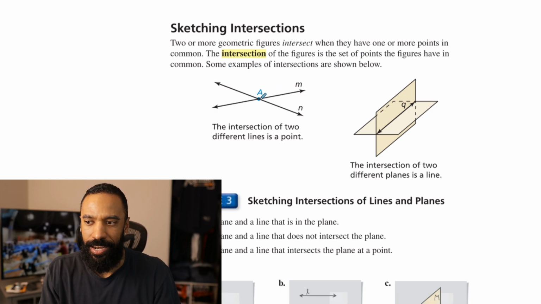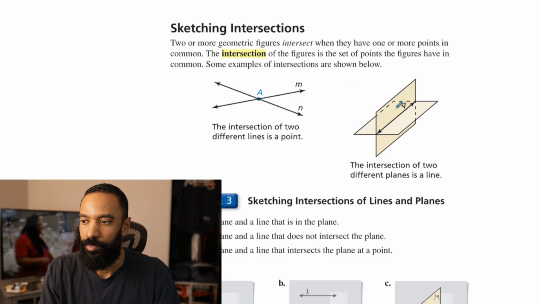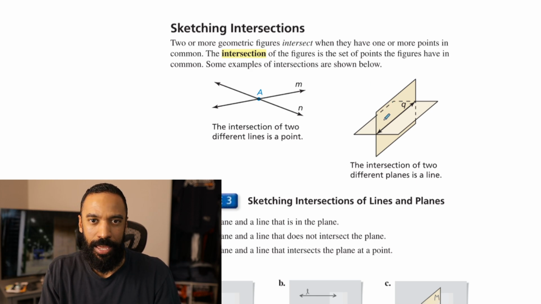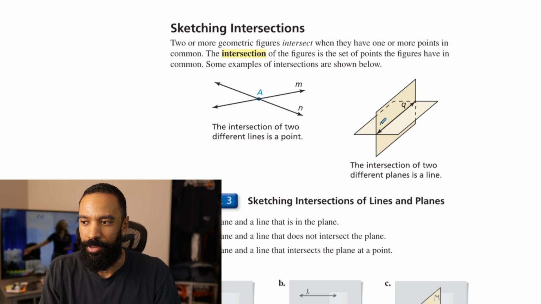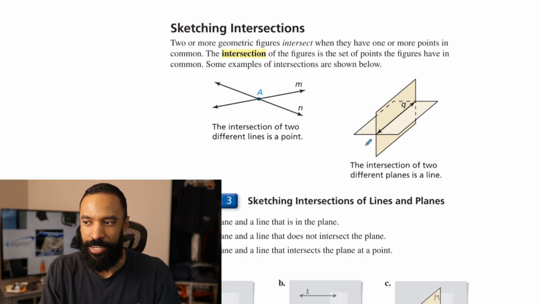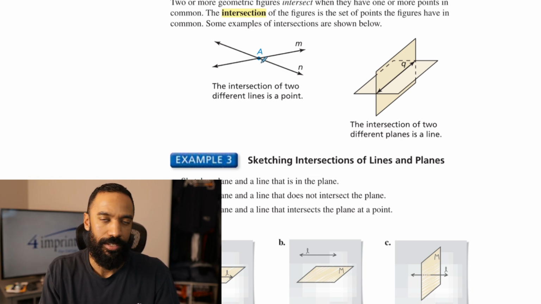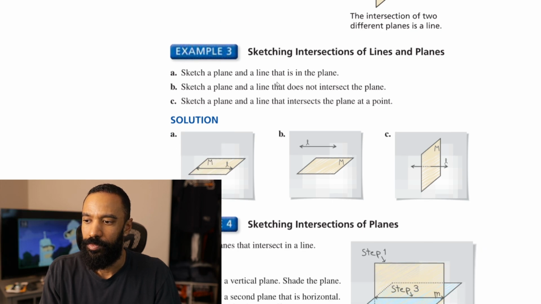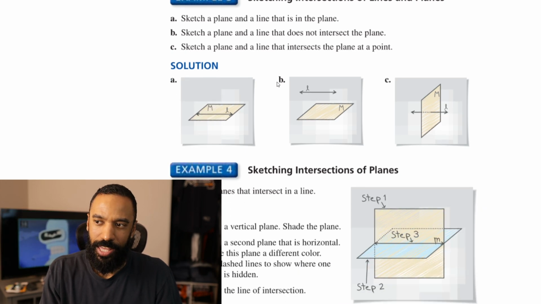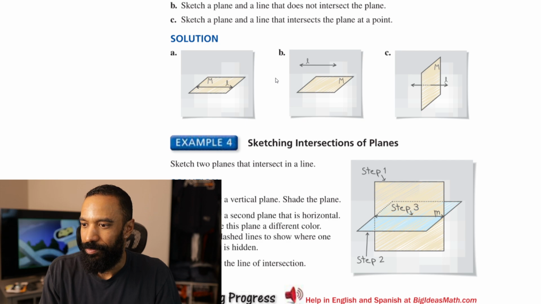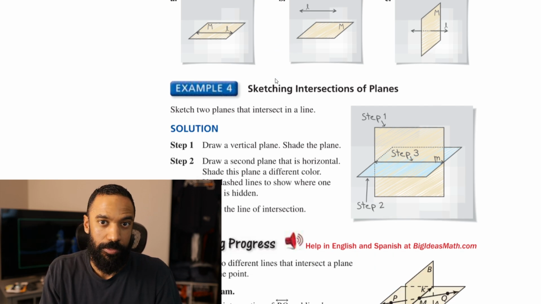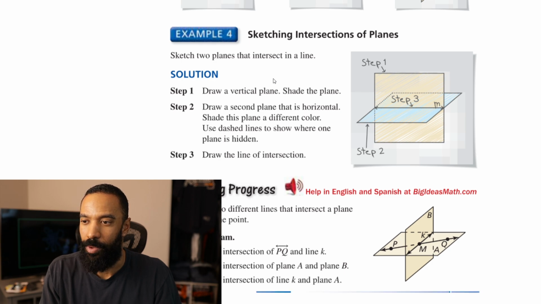Lines M and N intersect at point A. Planes, they don't have the names of the planes, but this plane going up and down and this plane going left and right intersect at line Q. Planes intersect to form a line, lines intersect to form a point in that way. Now, they're going to talk about how to sketch them. I guess we're going to have to do some sketches. So just kind of get ready for that.